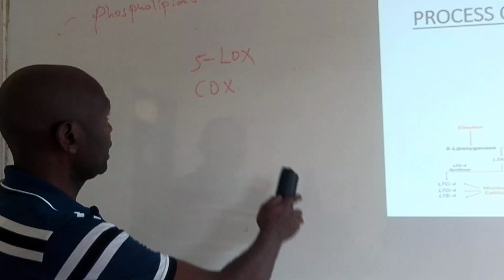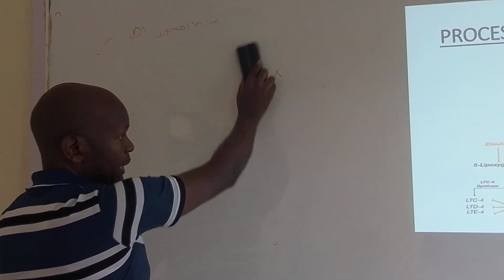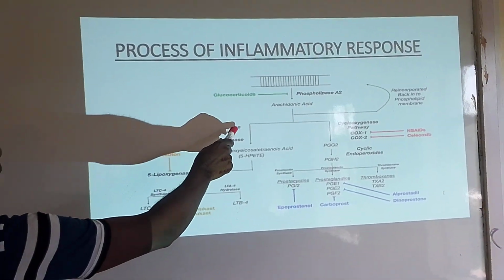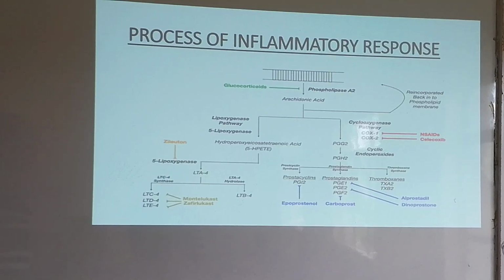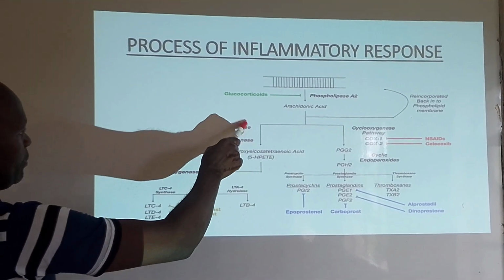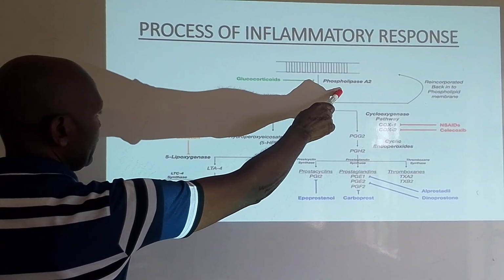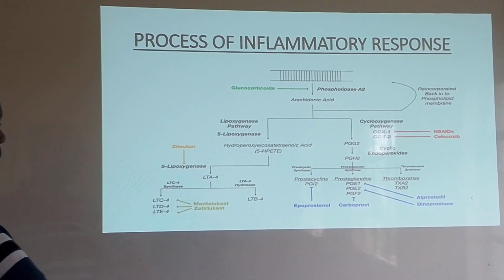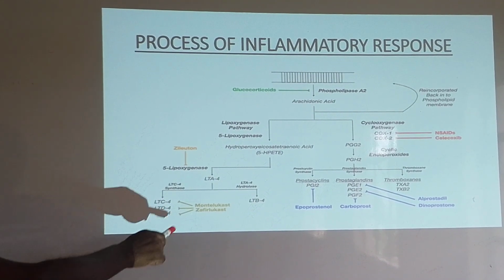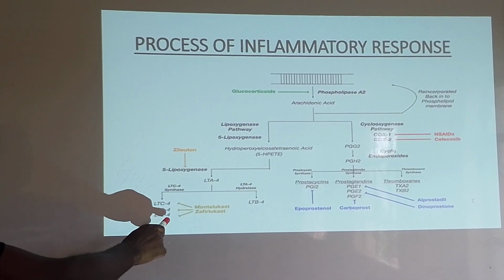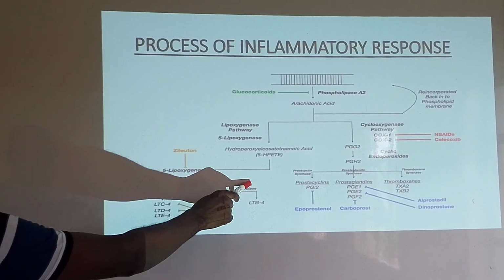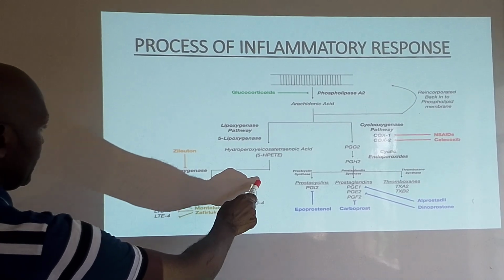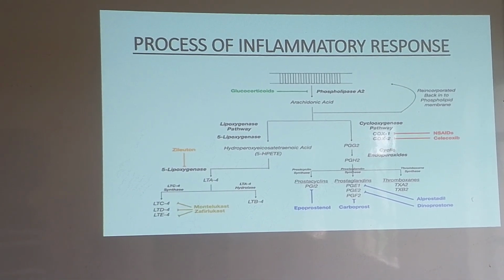So, when we take the first pathway, this one here, the lipoxygenase pathway, this enzyme will activate arachidonic acid to produce LTF4. And then LTF4 can give any of these two products. That is LTC4 and LTA4.